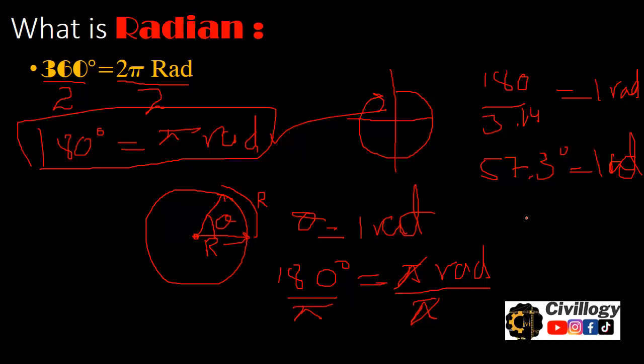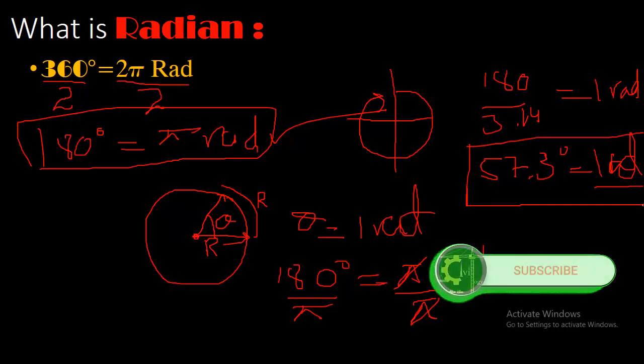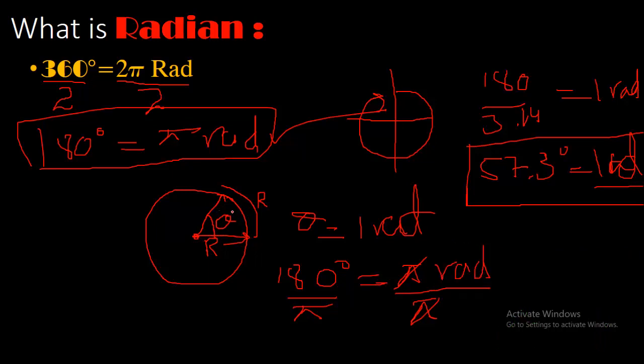Don't mind my handwriting. It is very bad, but try to understand and listen to what I am trying to say. 57.3 degrees is equal to 1 radian. You will have to remember this value. I hope you have understood the meaning of radian. Let me explain it again. If the distance traveled on the circle is equal to the radius of the circle, then the angle formed is called 1 radian, and the value of 1 radian is 57.3 degrees.